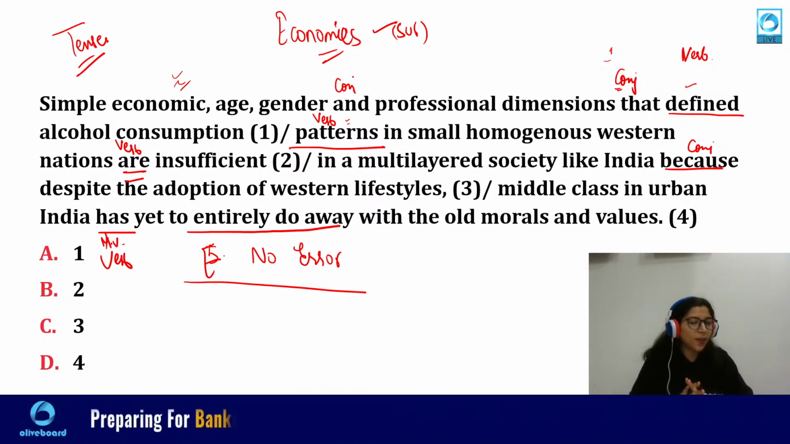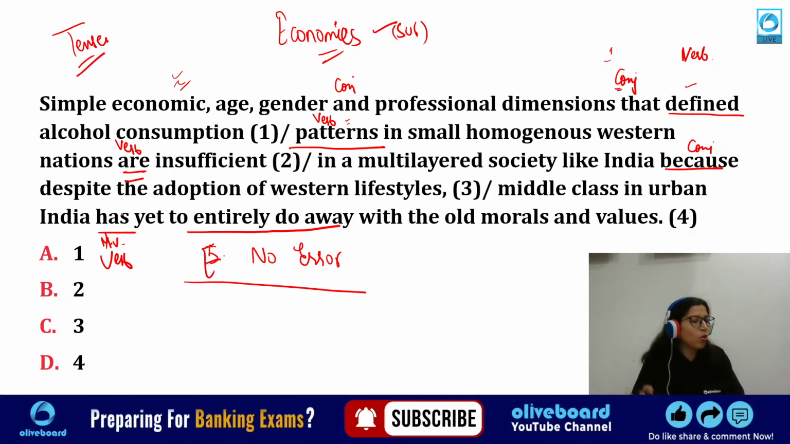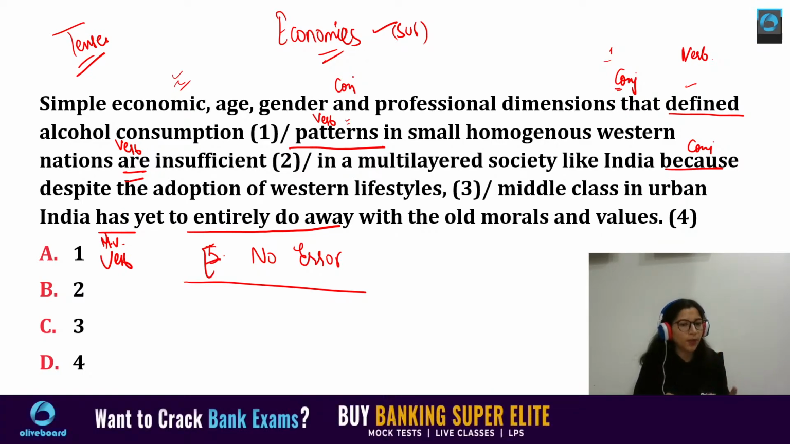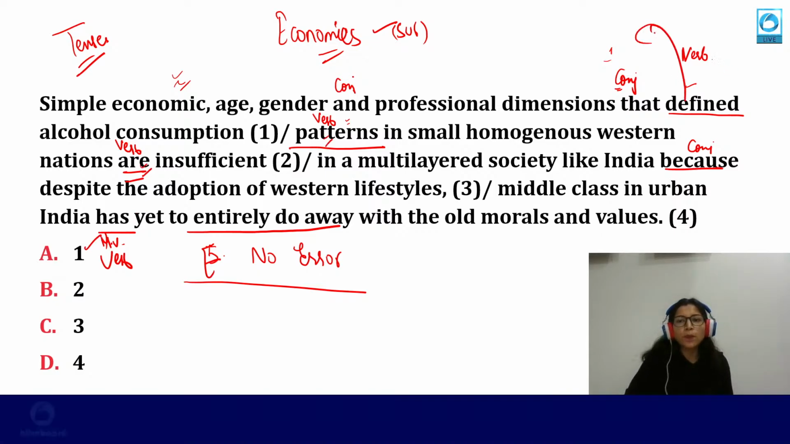Has is the only verb. It is the main verb, and this is absolutely correct. एक मैंने टेंस में रूल बताया था आप लोगों को कि if there is more than one verb in a sentence, कि अगर सेंटेंस में एक से ज्यादा वर्ब होते हैं तो they are usually written in the same tense. तो हैज इज इन प्रेजेंट फॉर्म, आर इज इन प्रेजेंट फॉर्म, पैटर्न्स इज इन प्रेजेंट फॉर्म. So definitely defined should be in present form.